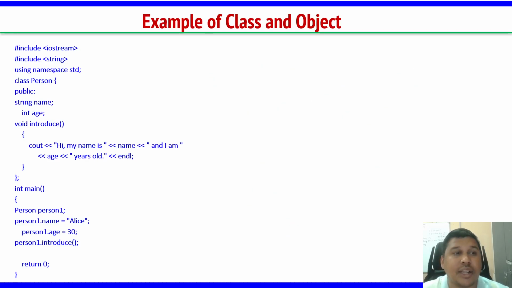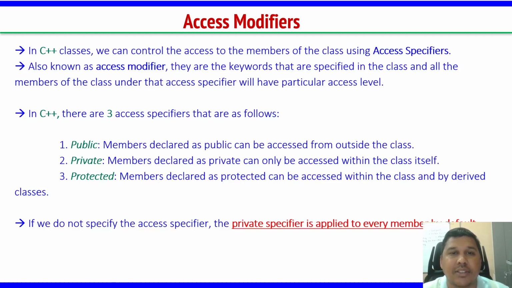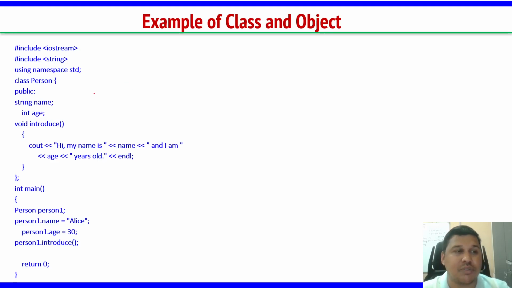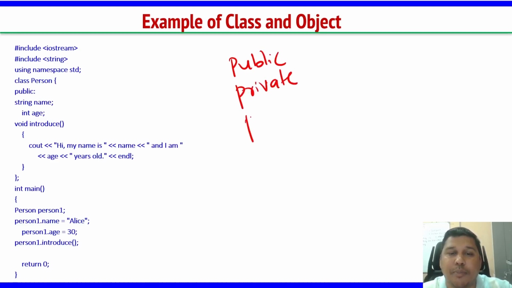Let's see what this access specifier is. Why am I talking about public, private? This is the most important concept here: access modifiers or access specifiers. In C++, let's come here. I will explain this with this example alone. What we have seen here: class Person, then I gave public. There are three types of access specifiers: public, private, and protected.